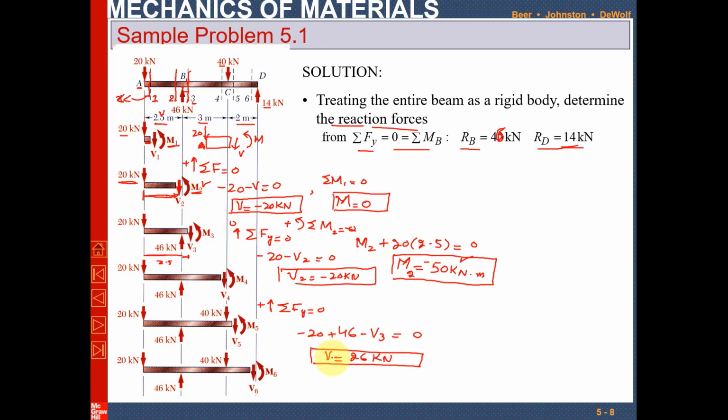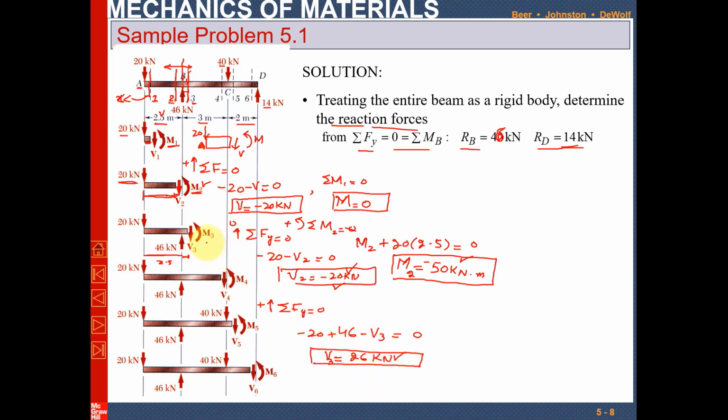From this we conclude that section 2 and section 3 are very close to point 3, and we assume that this distance is very small, so it lies at point B. Now there are two shear forces, one is V2 which is minus 20 kilonewton, and one is V3 which is 26 kilonewton. So it means that at point B on the left side, the shear force was minus 20 kilonewton, but after slightly moving from point B, the shear force is 26 kilonewton.